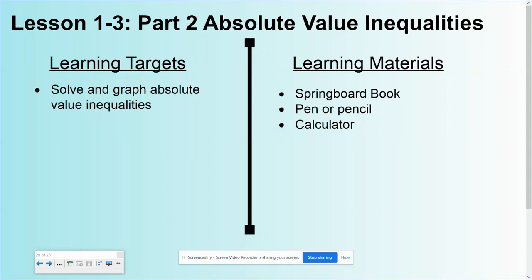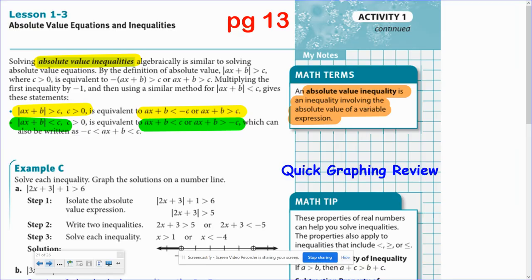All right, so today we're going to finish up lesson 1-3 and do part 2, absolute value inequalities. So your learning targets today, we're going to solve and graph absolute value inequalities. What you need today is your Springboard book, something to write with, and a calculator to help you with some of our solving we're going to be doing.